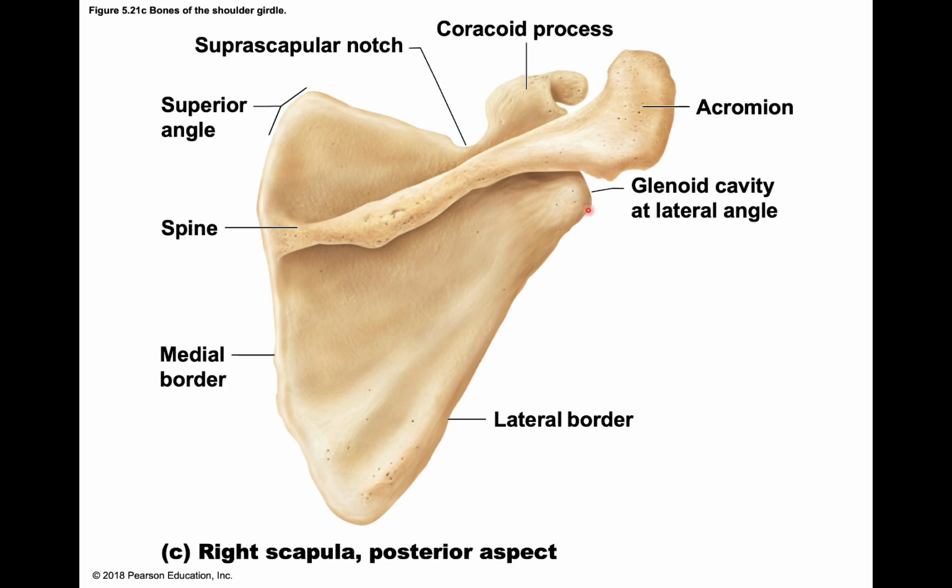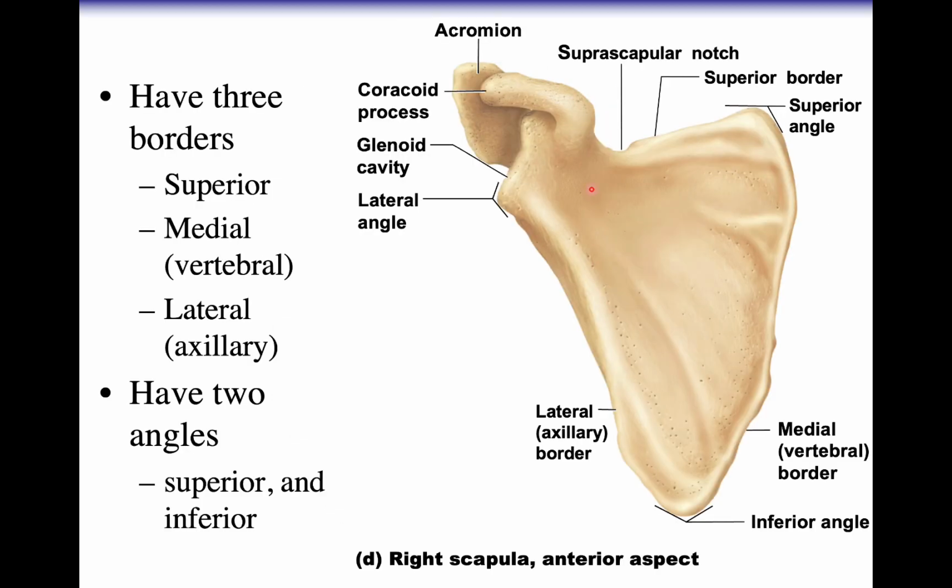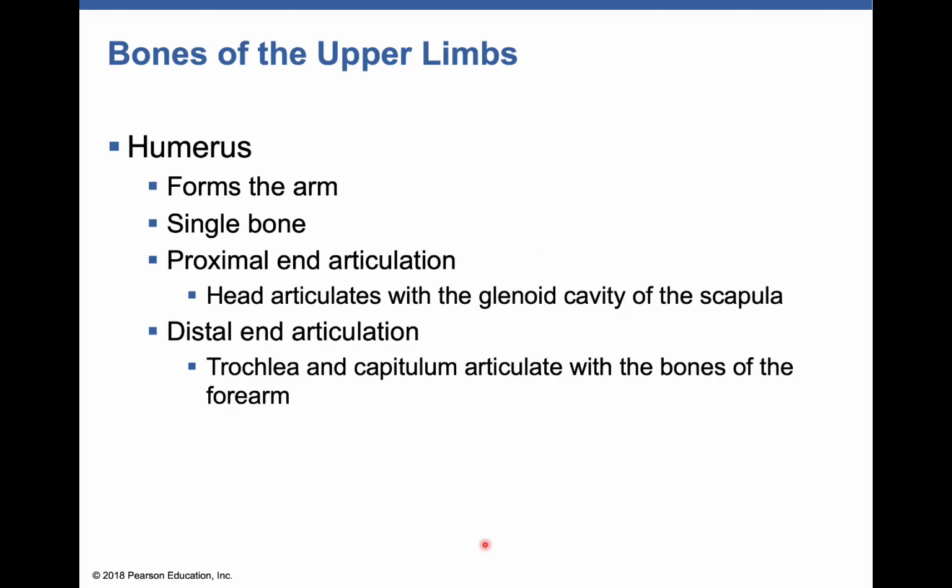You'll get a better image of the glenoid cavity in this next picture. This opening here, where the humerus normally binds to, is the glenoid cavity. And that glenoid cavity would bind to the head of the humerus like this, and that humerus would come down this way. So make sure you're able to label a scapula and tell me if it's a right side or a left side bone. The next bone we're going to cover is the humerus.